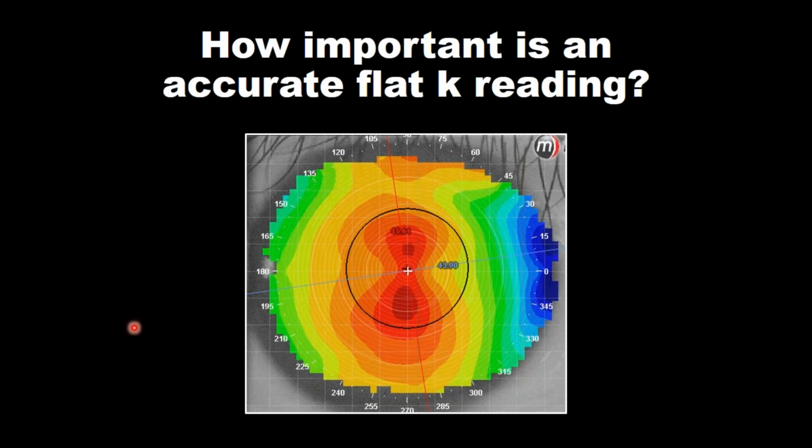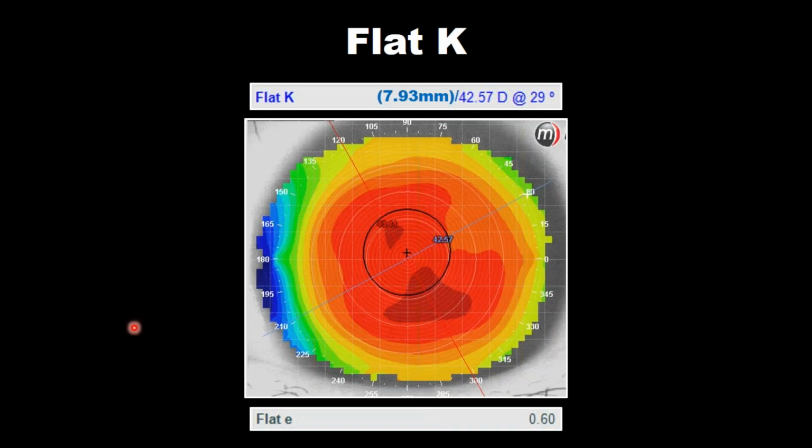So one of the things that we do today is still use K readings and not true elevation of the cornea. So the flat K reading, while limited, is the tool that we use to construct many of the lenses. So how important is it for us to take a really accurate K reading? Let's take this cornea. We've got a flat K of 7.93 and an eccentricity of 0.6. So the rate of flattening of the eye is 0.6. The central corneal curvature is in the neighborhood of 7.93.